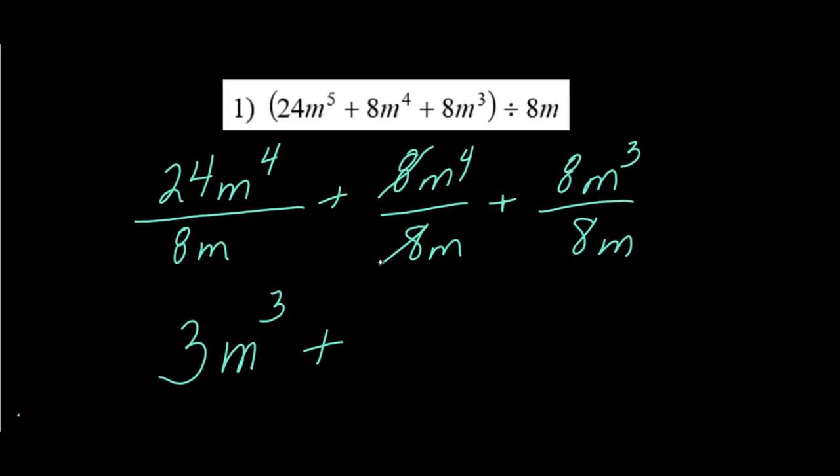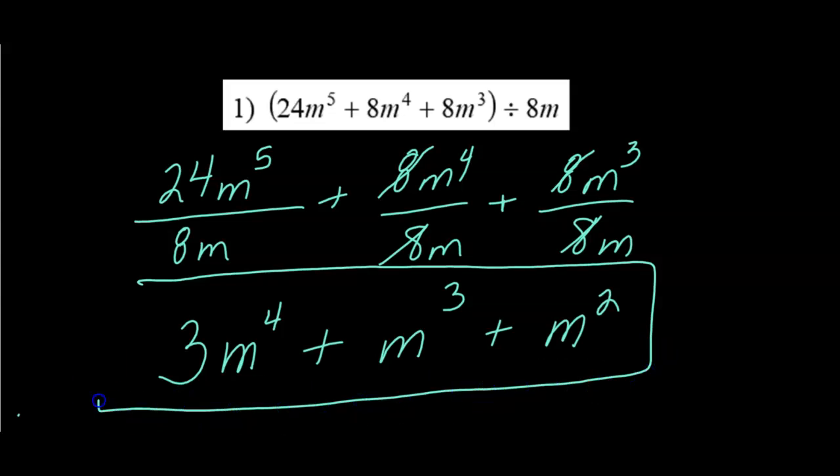You are going to have m to the third, and I just realized I made a mistake when I copied this one down. This should have been a 5. So 5 minus 1, that'll give me 4 right here. And then moving over to the last fraction, the 8's are going to cancel. M to the third divided by m to the first. 3 minus 1 is 2, so we end up with m squared. And that is your final answer. So you're just reducing fractions.